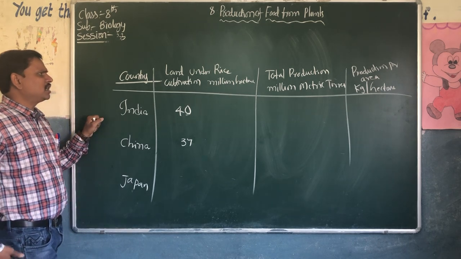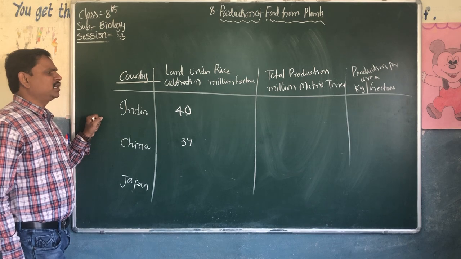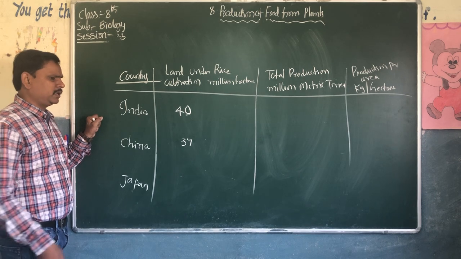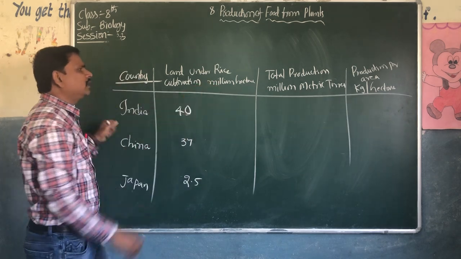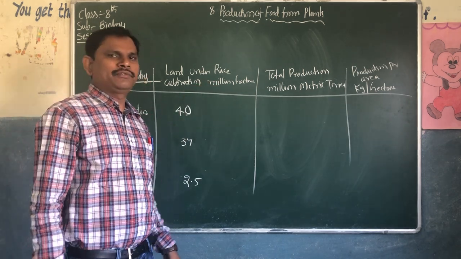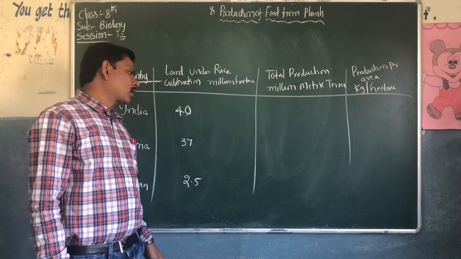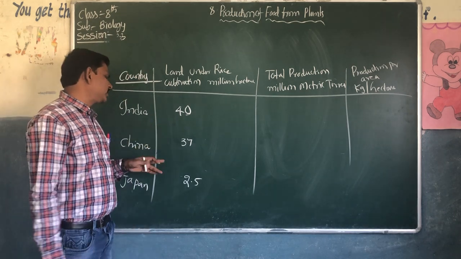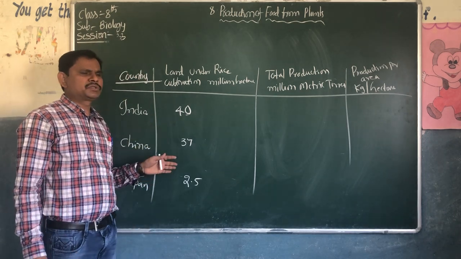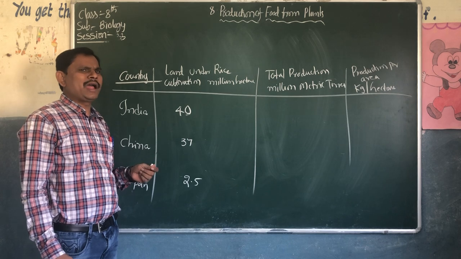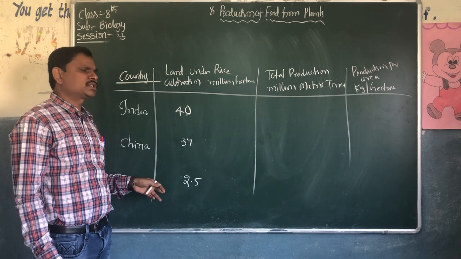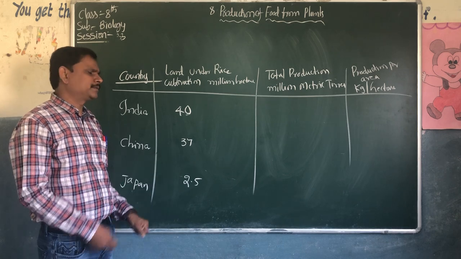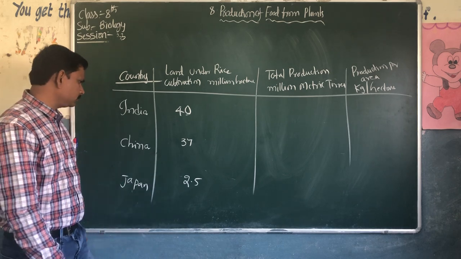But what is the land under rice cultivation in Japan? Just 2.5 million hectares. Compared to India and China, it's a very, very small amount of land under rice cultivation.